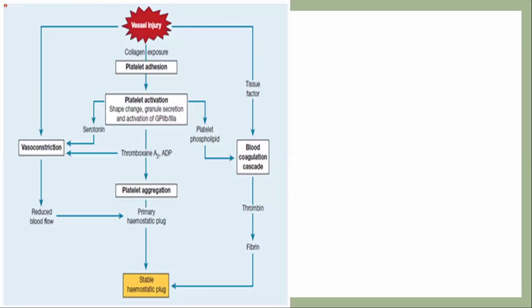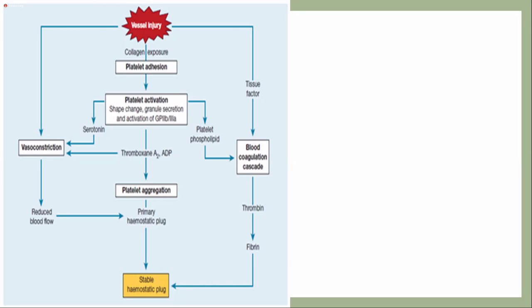All right. This is the simplified diagram of how hemostasis actually takes place. If you see from the top, when there is a vessel injury, first, once exposed, our blood vessel will go immediately to vessel constriction, and this vessel constriction will reduce blood flow to the site of injury and eventually help in the formation of the primary hemostatic plug.